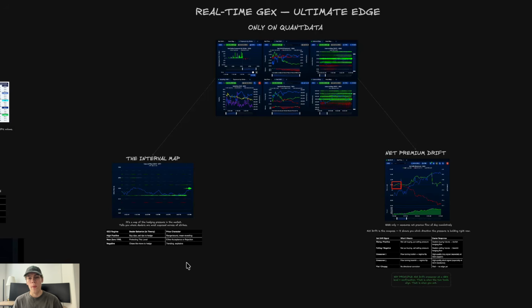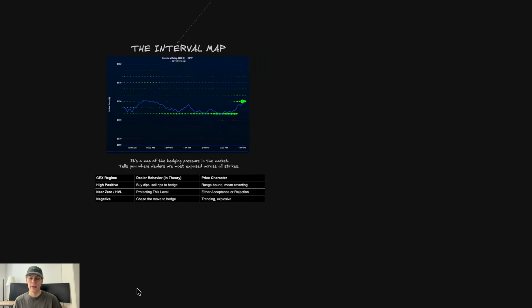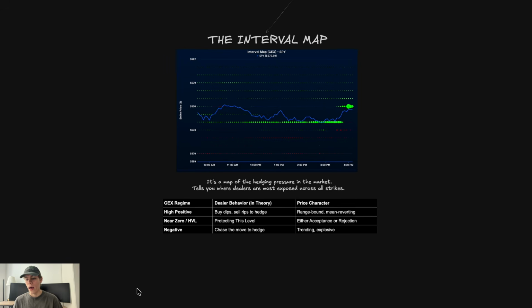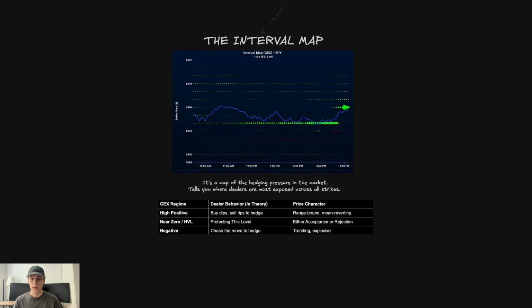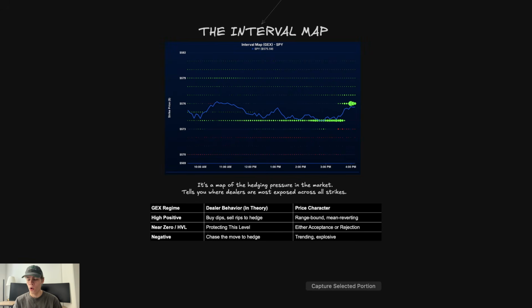To track real-time options flow correctly and precisely, I use Quant Data. My main assets there are QQQ and NDX. I look at both assets to be very precise on NQ. And my two favorite instruments are net drift and the interval gamma exposure map. So let's look at the interval map and see how that works and why it's important. It's essentially showing the hedging pressure in the markets.